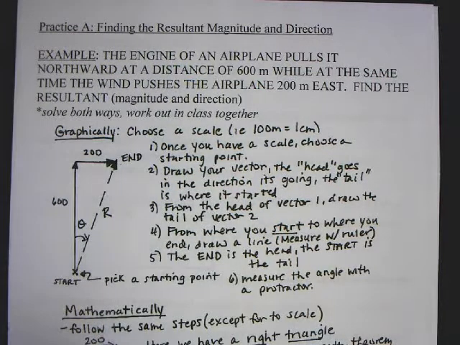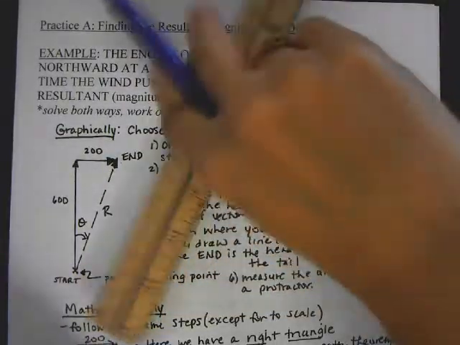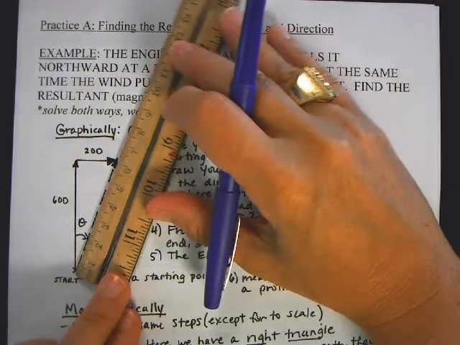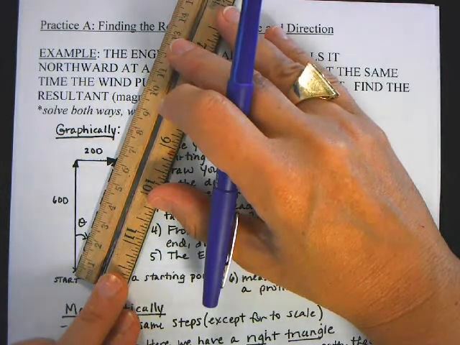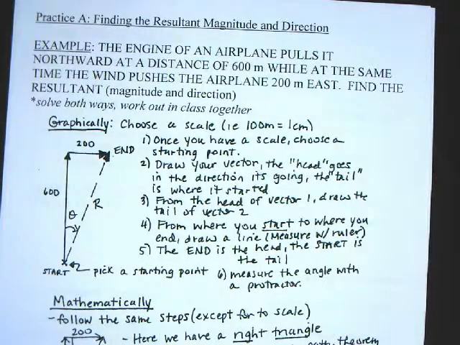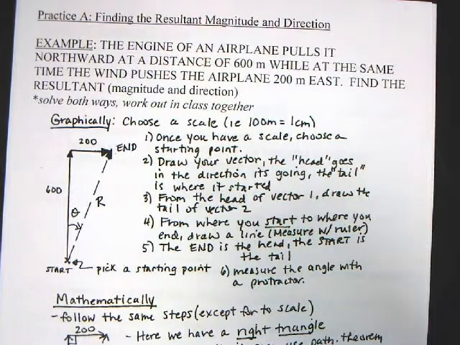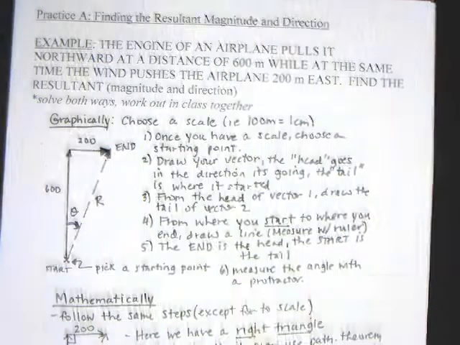Then I actually took the ruler, and you measure it, and you say, oh, this is like 6.2 or 6.3, which would be like 630 meters. Then, to measure this angle, you use a protractor. Now, mathematically, it's a right triangle, so it's easy to do.